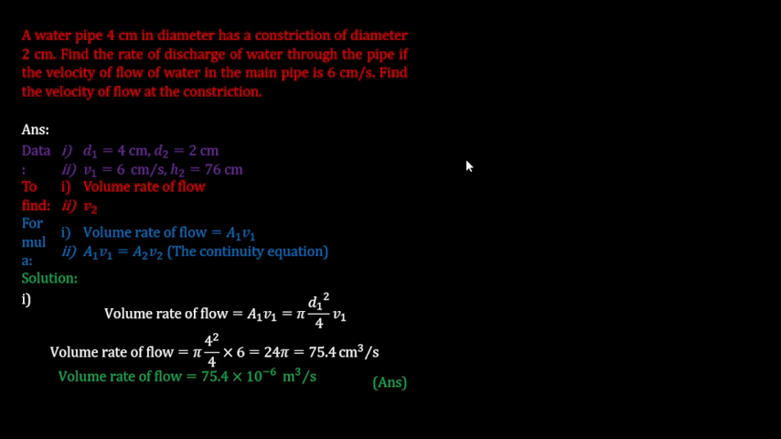A water pipe 4 centimeter in diameter has a constriction of diameter 2 centimeter. Find the rate of discharge of water through the pipe if the velocity of the flow of water in the main pipe is 6 centimeter per second. Find the velocity of flow at the constriction.